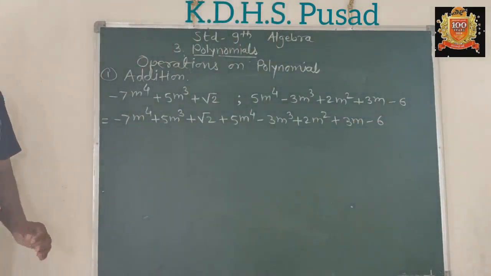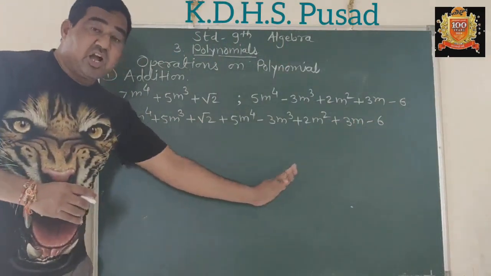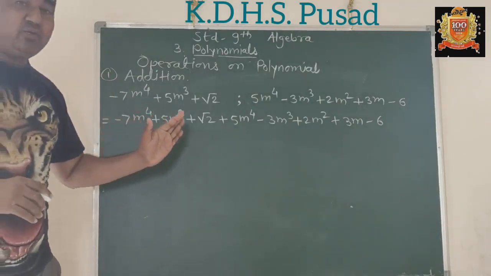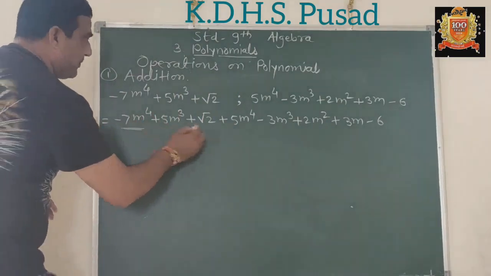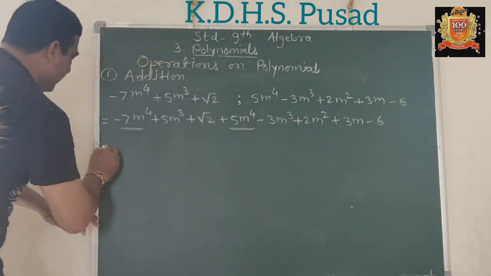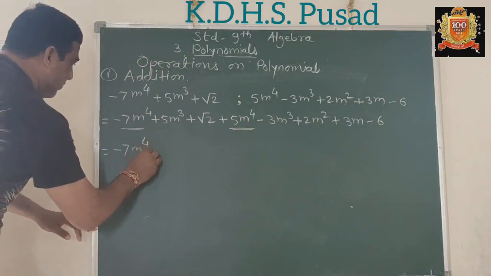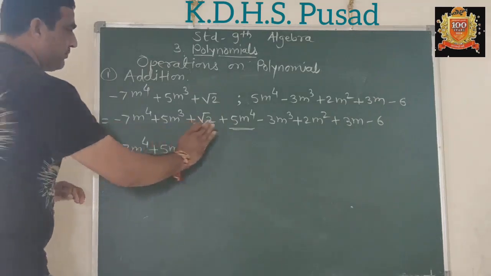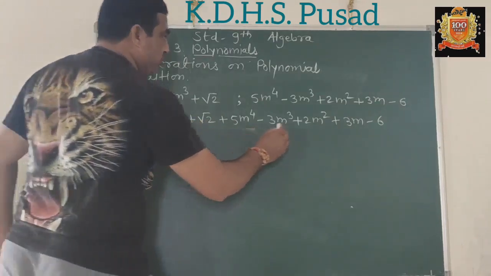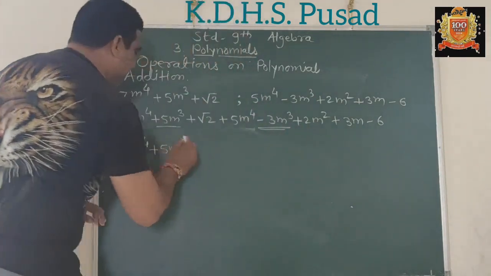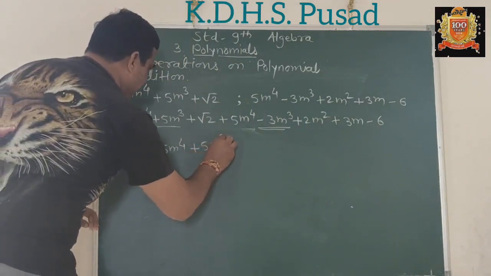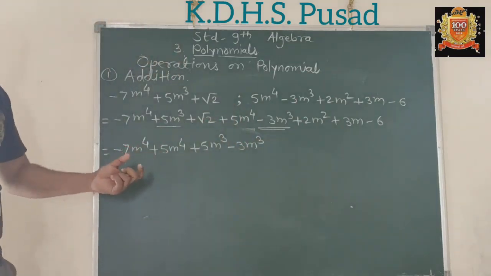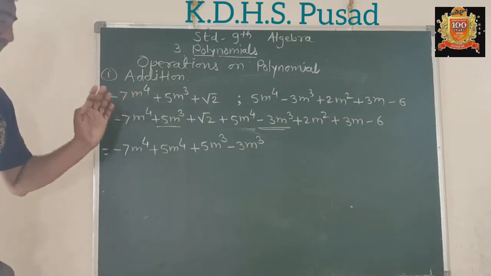Okay. Now arrange these terms according to their power, like standard form. So here power 4, power 4. So write these terms closer: minus 7m to the power 4 plus 5m to the power 4. Okay, that I have done. Then power 3: 5m cube minus 3m cube. Write this closer. So write similar terms having the same power along with their coefficient closer to each other.